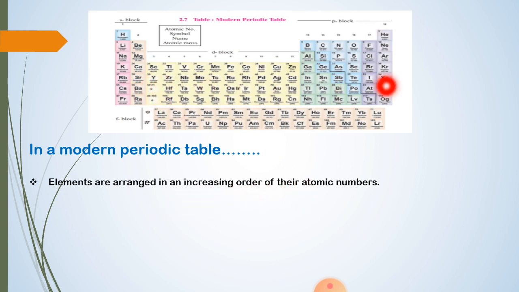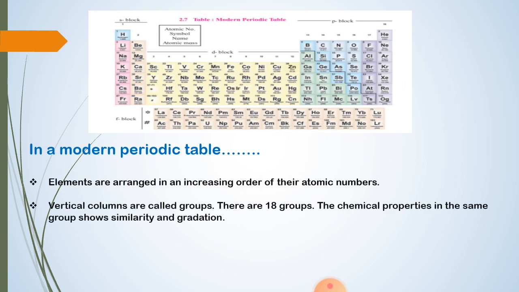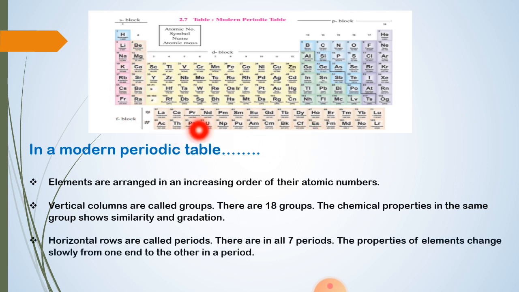In the modern periodic table, elements are arranged in increasing order of their atomic number. The vertical columns are called groups. There are 18 groups. The chemical properties in the same group show similarity and gradation. Horizontal rows are called periods, and there are 7 periods. The properties of elements change slowly from one end to the other in a period, going on changing as we go from left to right.